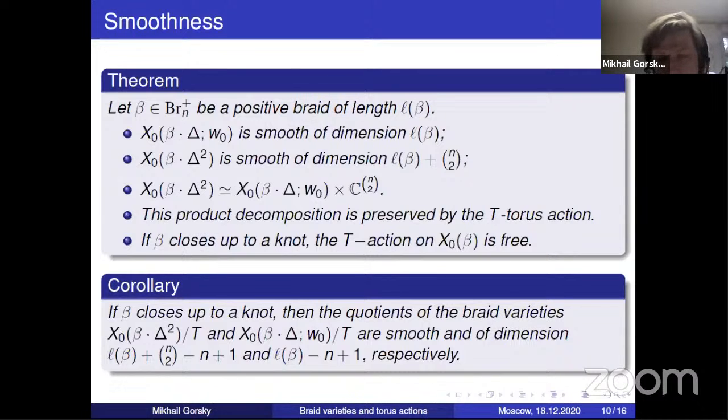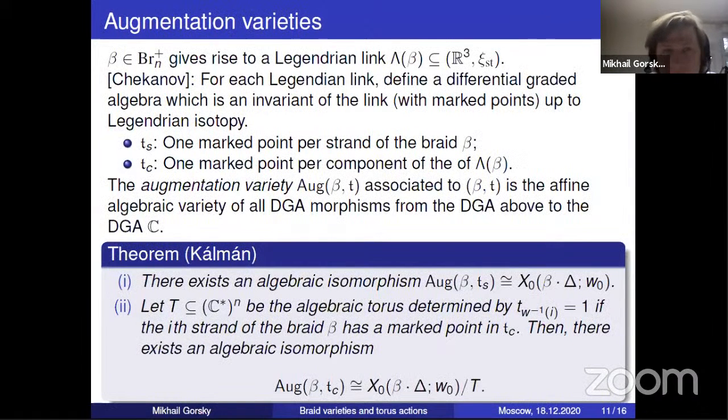So we have the smoothness result, and the next thing to discuss is the relation to this Legendrian story. Namely, if we have a braid, then we can close it to a link, and actually one can always close it to a Legendrian link in R^3 with respect to some standard contact structure.